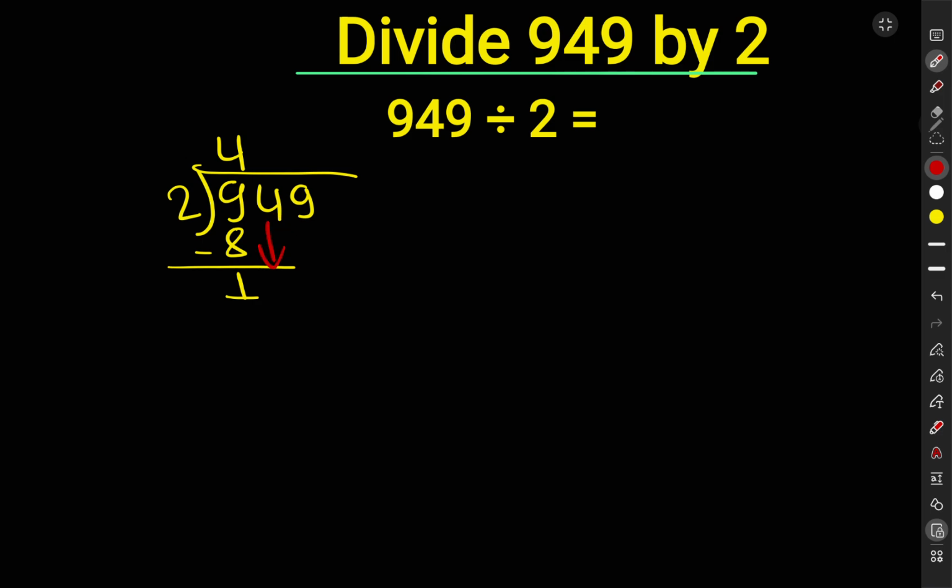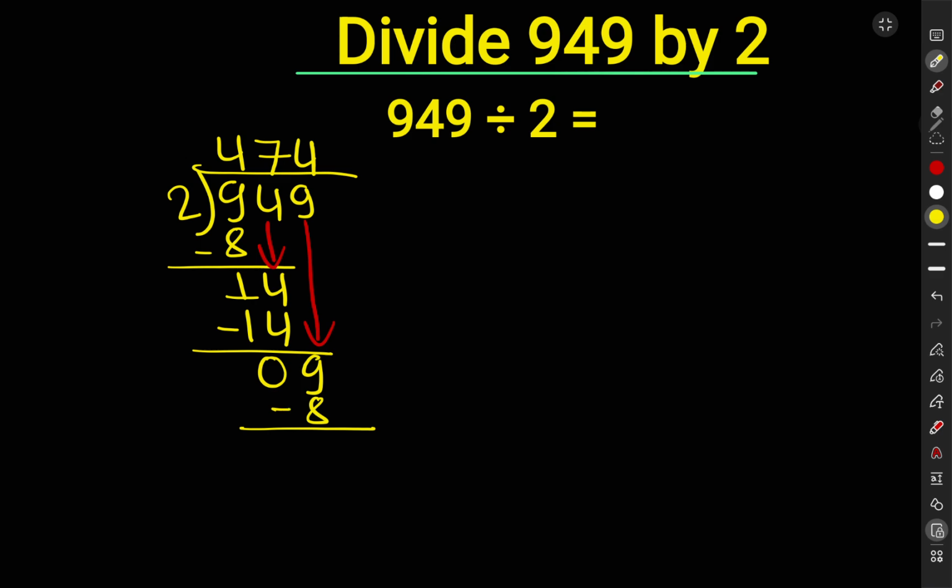So now we put down this 4 and it is 14. So 2 times 7 is 14. On subtracting we get 0. So again we put down this 9 and 2 times 4 is 8. On subtracting we get 1.